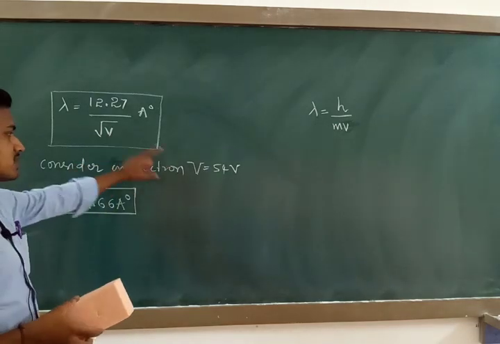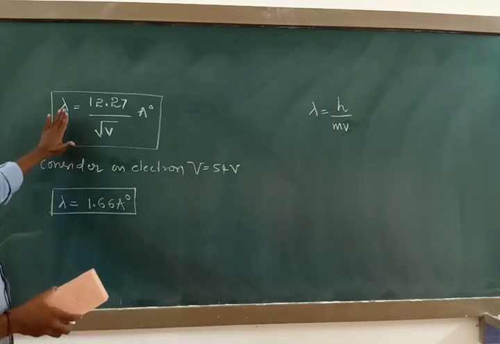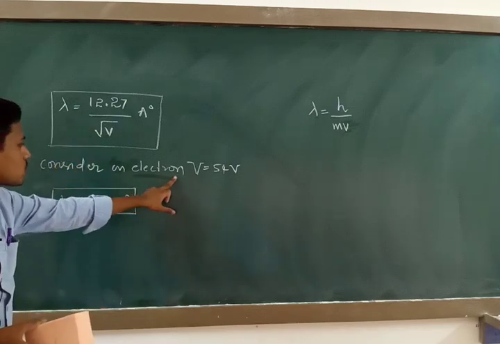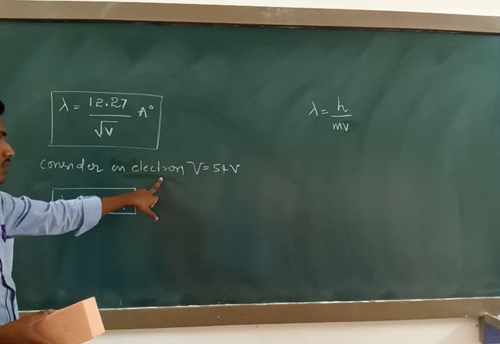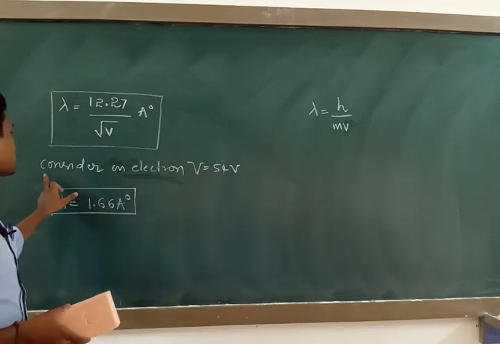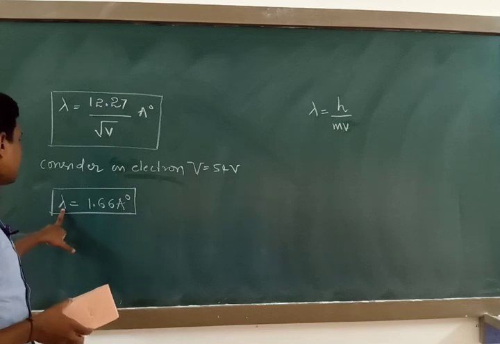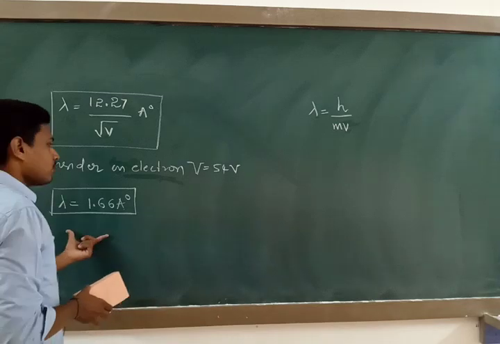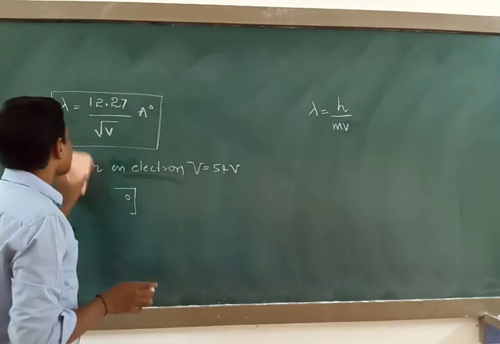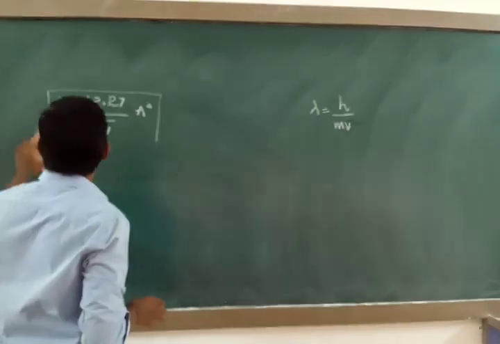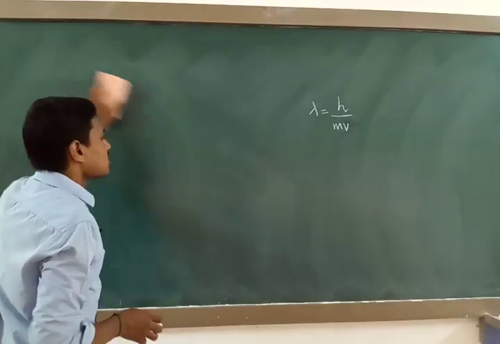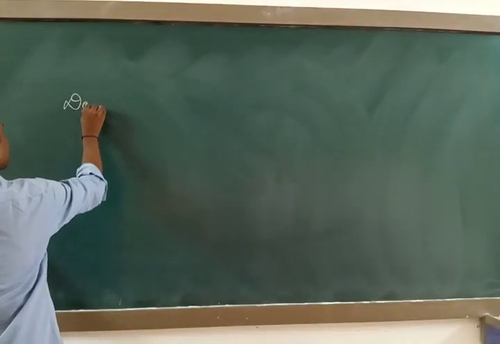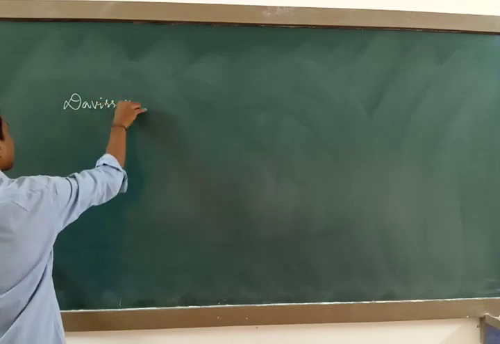Suppose you substitute 54 volt in the theoretical formula proposed by de Broglie and calculate the wavelength associated with the electron, which is a material particle. That will be given as 1.66 angstrom. The same value was proved experimentally by the scientists Davisson and Germer. Therefore, for today's class we shall discuss the Davisson and Germer experiment.